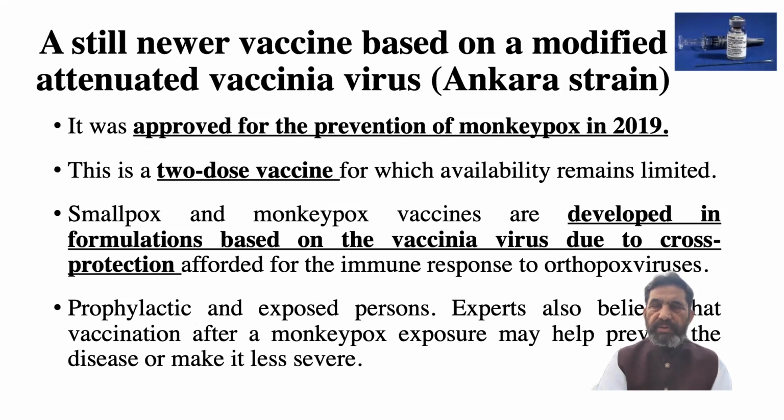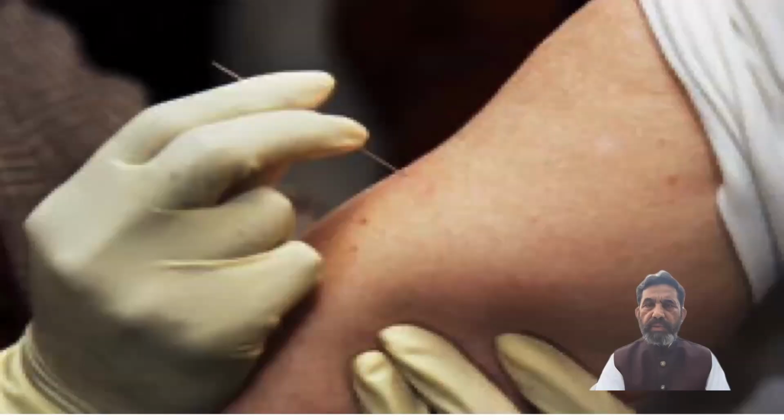But still, people are trying the first primary vaccine. A newer vaccine is based on a modified attenuated vaccinia virus. It is called Imvanex. It was approved for the prevention of monkeypox in 2019. It is also 2 doses, with the same 4 week duration. Smallpox and monkeypox vaccines are formulated based on the vaccinia virus due to cross protection. You can give this vaccine prophylactically, and even to diseased patients to reduce signs and symptoms. This is how it is used, with a small probe on the upper arm.